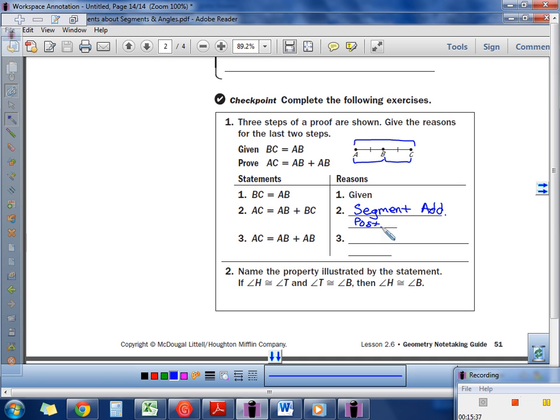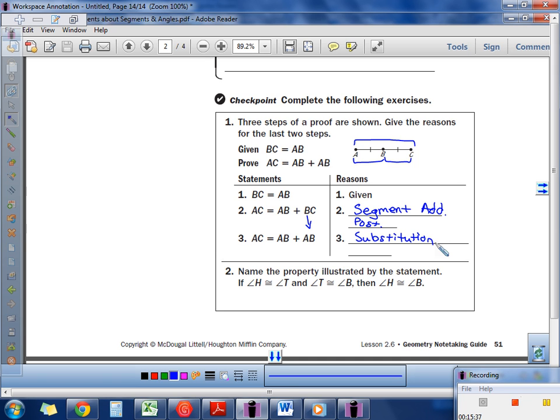But then they go from 2 to 3 and something changes. One term changes. What changed? BC changed to something else. When you just replace one thing with something you know is already equal, that's called substitution. We just replaced one term. That's substitution. Last one, name the property illustrated.